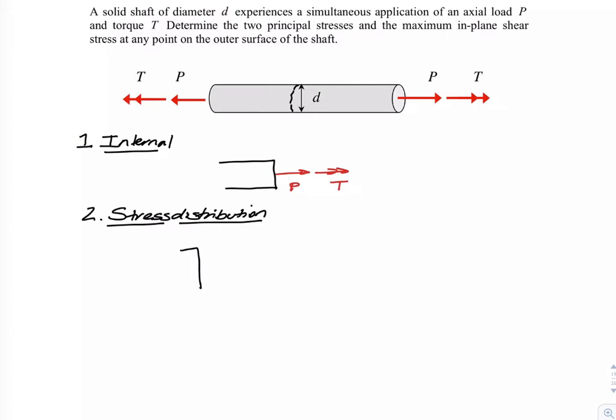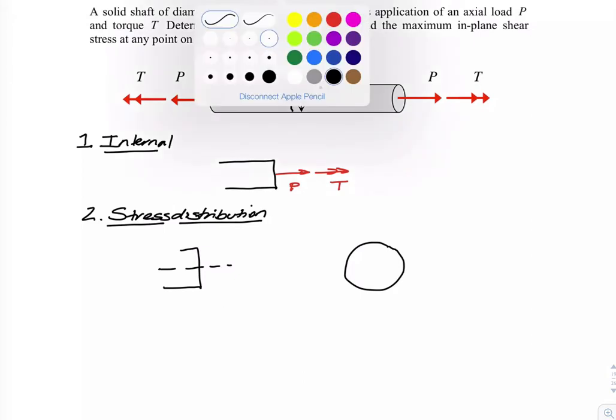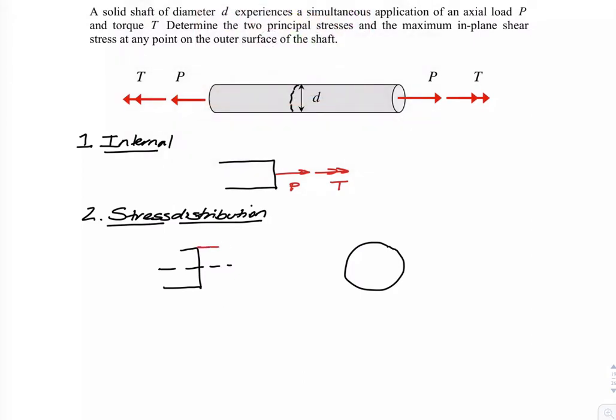the load P is simply going to give us a constant normal stress on the face. I'll draw this out as sigma, where sigma is simply equal to P over A. And since A is equal to pi r squared, that's d over 2 squared, that's going to give us 4P divided by pi d squared.